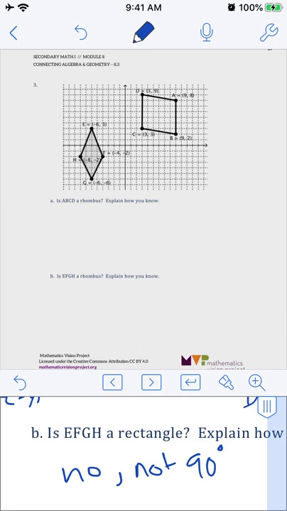A rhombus. Okay, what is the definition of a rhombus? Well, a rhombus has all congruent sides. It's a parallelogram, and it has all congruent sides, but it doesn't have a 90-degree angle. So it is a rhombus. Alright, so a rhombus has all congruent sides.